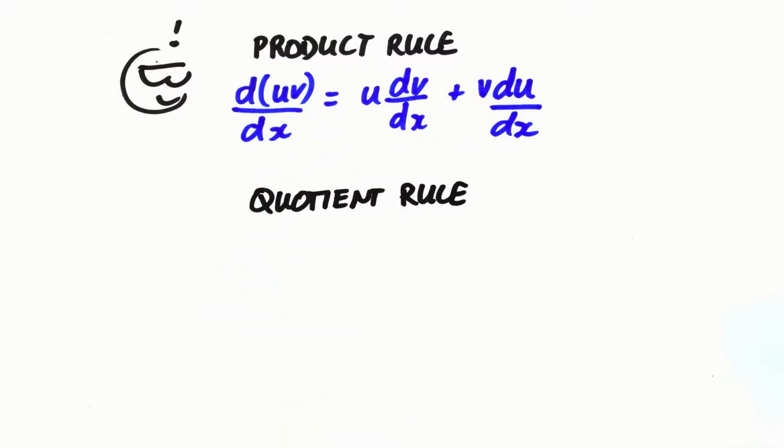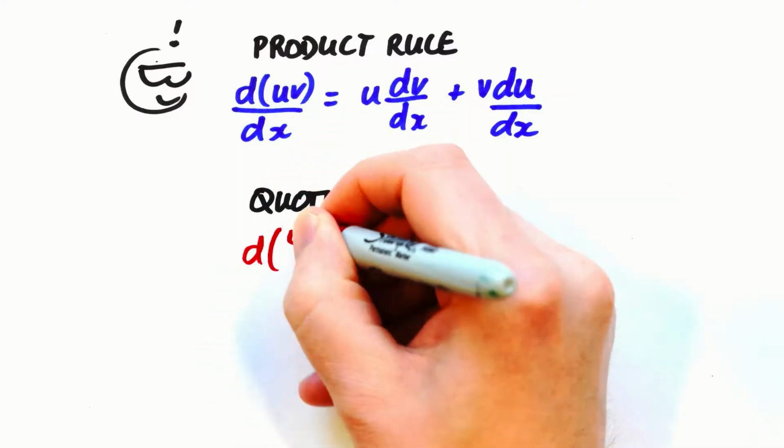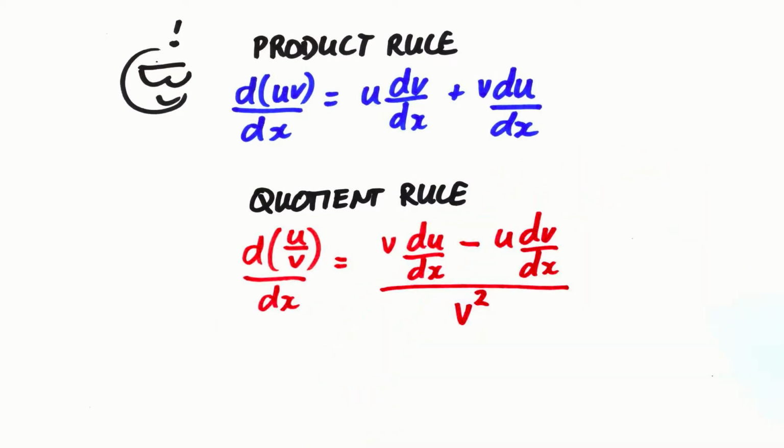Let's now look at what happens when the function u is divided by v. Again, for the purposes of linking to texts, you will often see quotient rule written as d(u/v)/dx is equal to v du/dx minus u dv/dx, all over v squared.